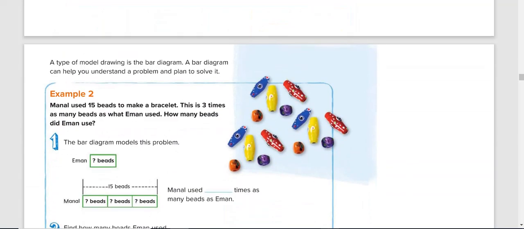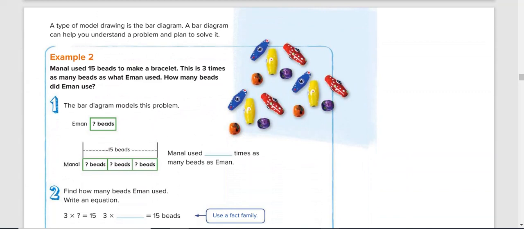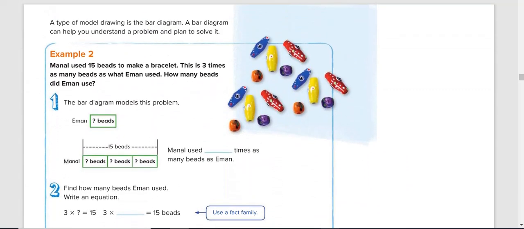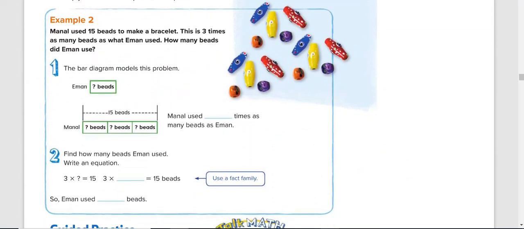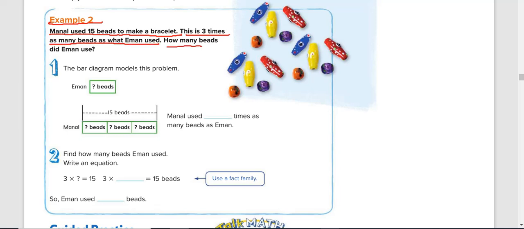Pause the video and try example 2 by yourself. After, play it back to check the correction. Example number 2. Let's read to understand. Mana used 15 beads to make a bracelet. This is 3 times as many beads as what Iman used. How many beads did Iman use? There are 2 persons here, we have Mana and we have Iman.